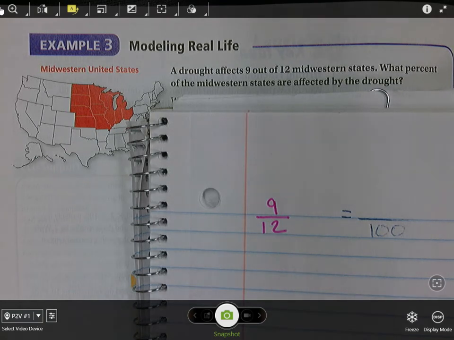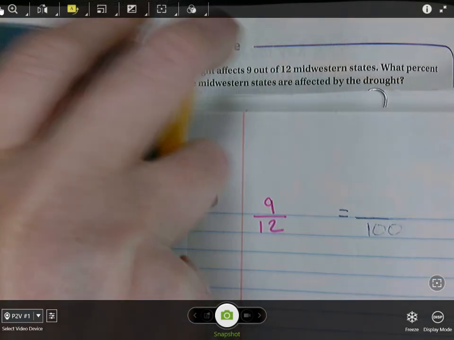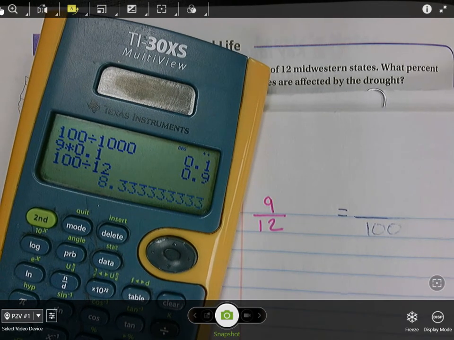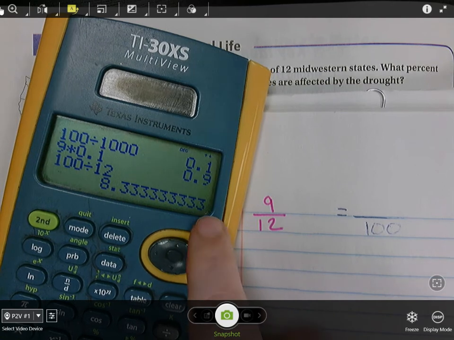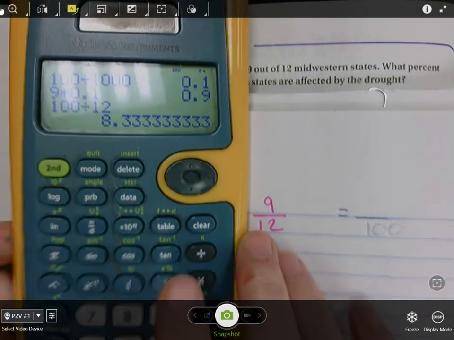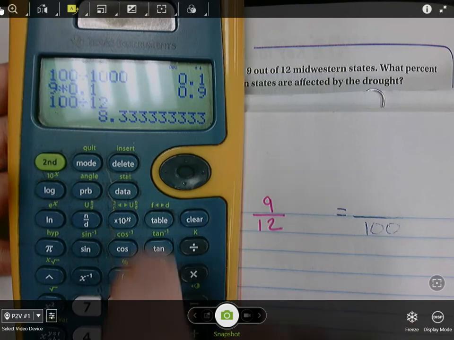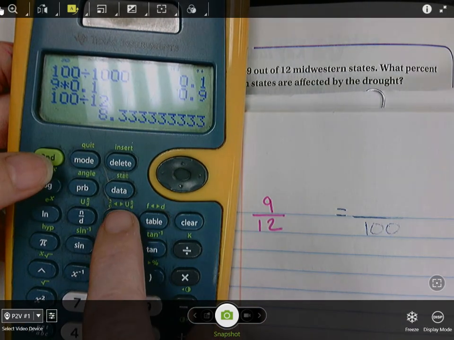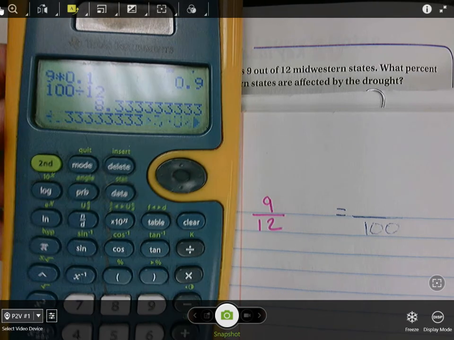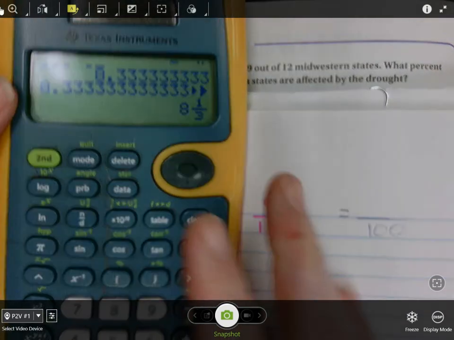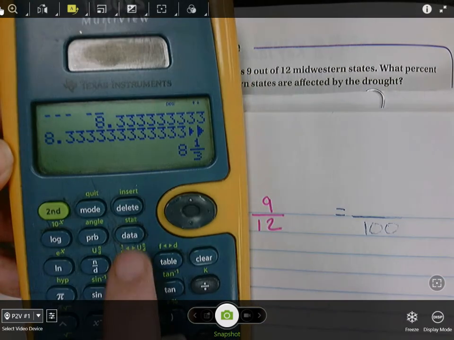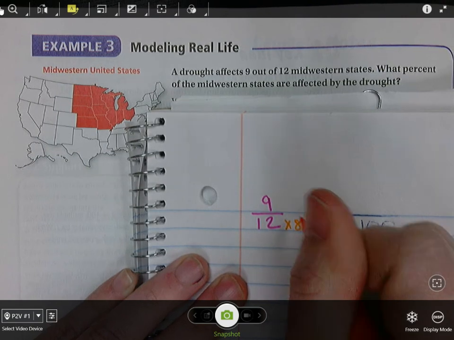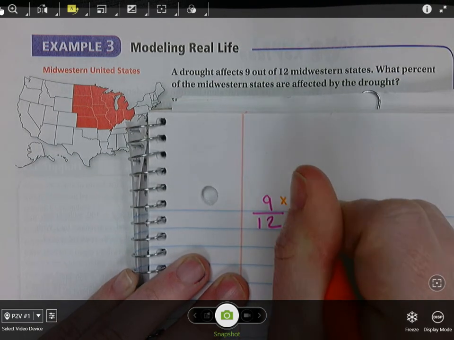We get our calculator, just like we've been doing, and we do 100 divided by 12, and that gives us 8.33333. That's a non-terminating, repeating decimal. So let's change this to a fraction: hit second, and that would be a mixed number. That's 8 1/3. So I would need to multiply this by 8 1/3, so I also multiply 9 by 8 1/3.